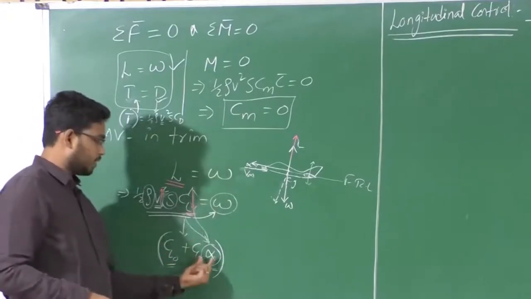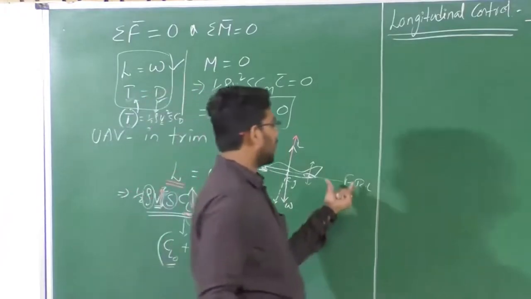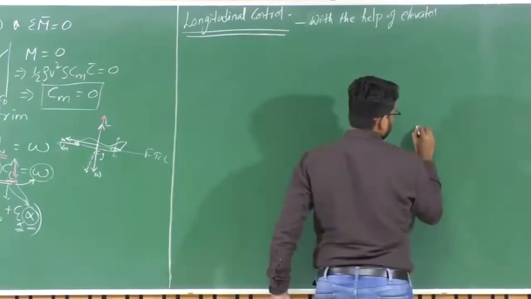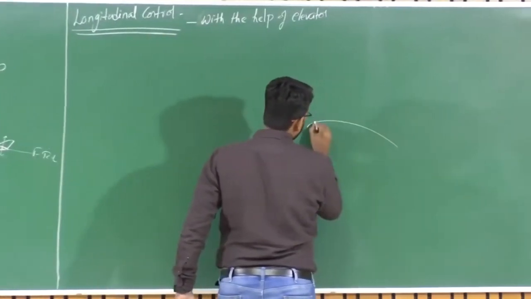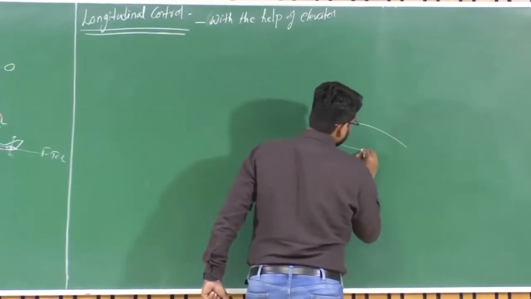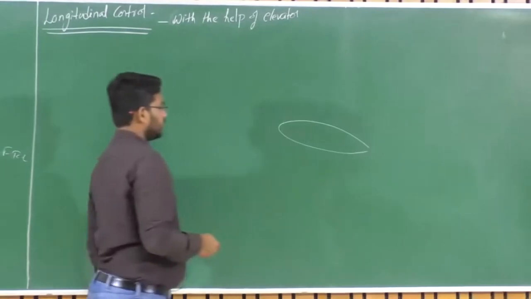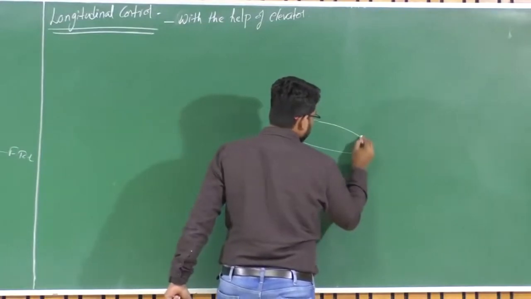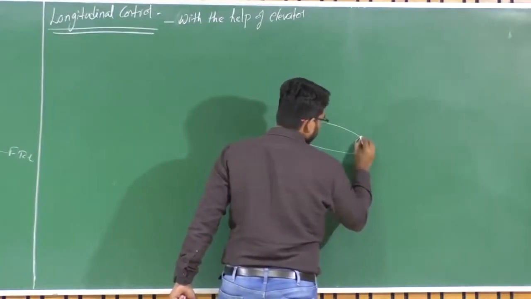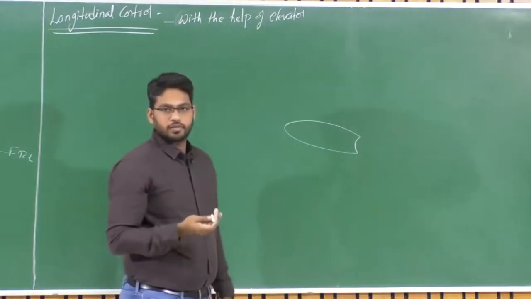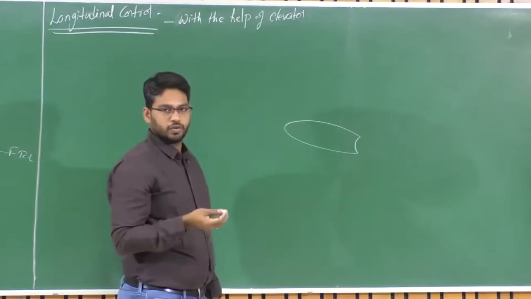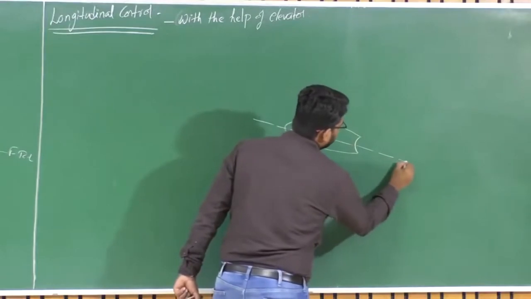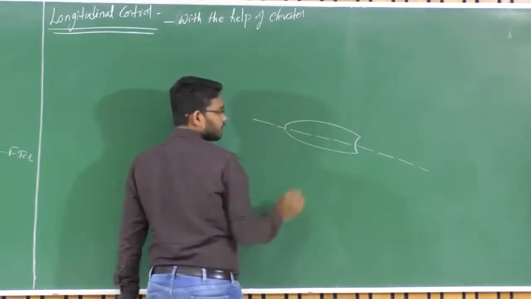So how are we changing this CL? By changing the alpha. How is this alpha changed? With the help of the elevator. Let us see what exactly the elevator is. The elevator is a small control surface which is attached to the horizontal tail for longitudinal control, which we have discussed earlier. As we discussed, the horizontal tail is made out of a symmetric aerofoil. Let us say this is my fuselage reference line, and this is the chord line of this horizontal tail.